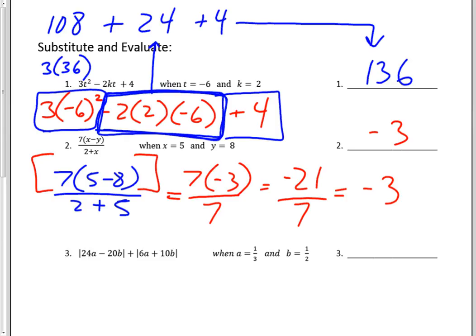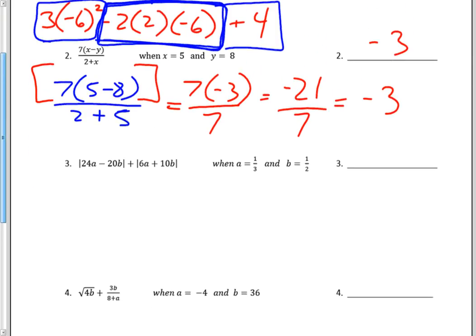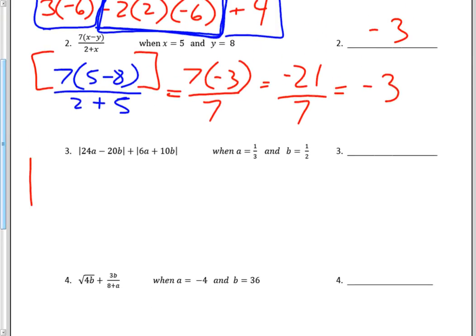Don't try to jam it in the calculator all at once. The calculator doesn't understand that the 7 is dividing everything. Sometimes it won't do order of operations when you think it will. Absolute value. Don't forget that at the end, everything changes to a positive. But you do that after you've done all the work.